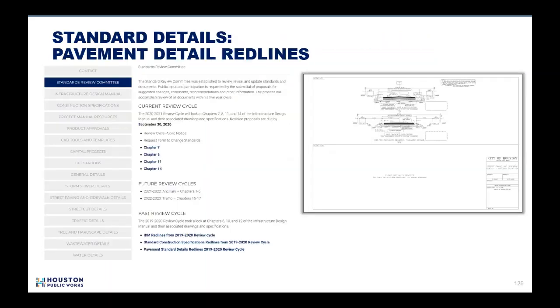Drawing content changes have been tracked with revision clouds on a drawing set. They can be found on the Houston Permitting Center website. A set of clouded revised drawings is available on our website under the Standard Review Committee sidebar and can be downloaded by clicking the Past Review Cycle link.